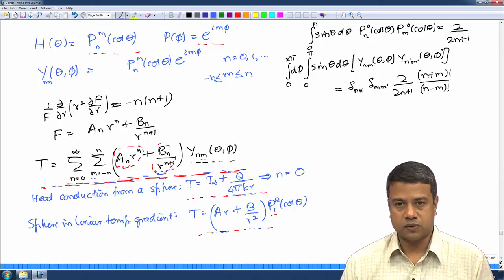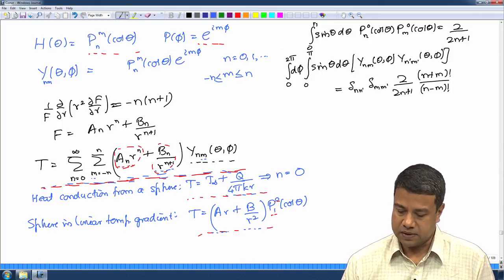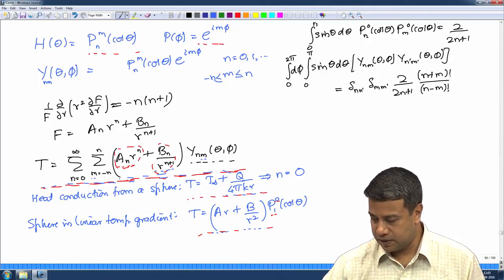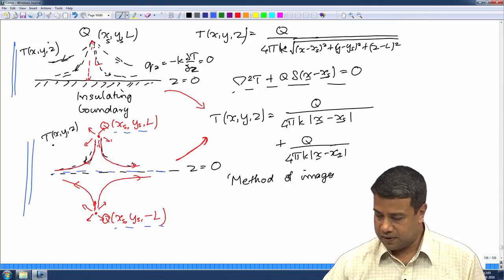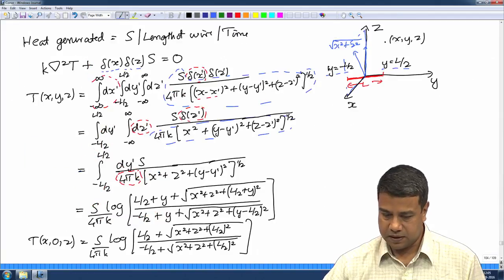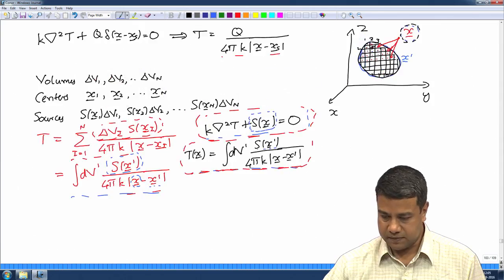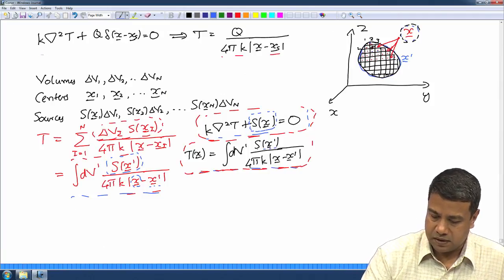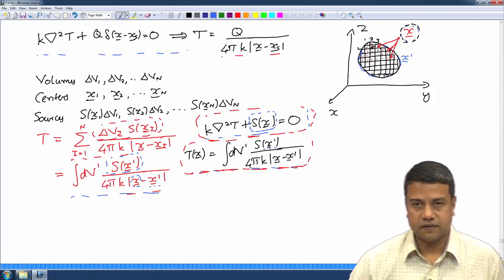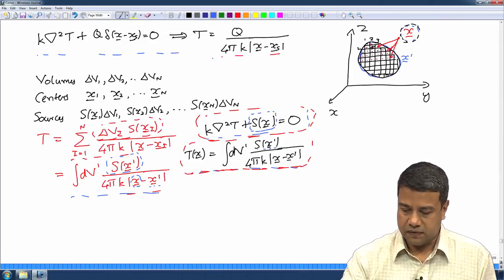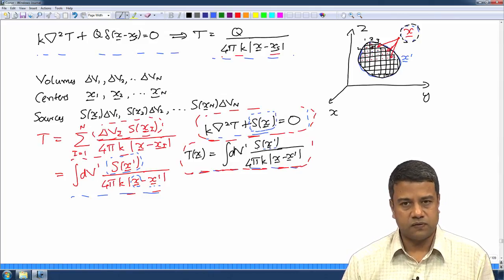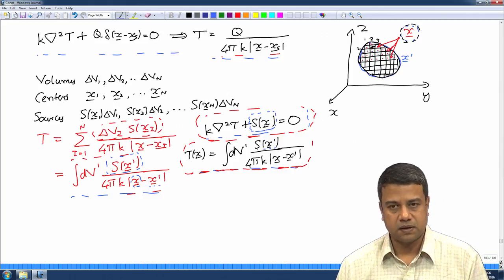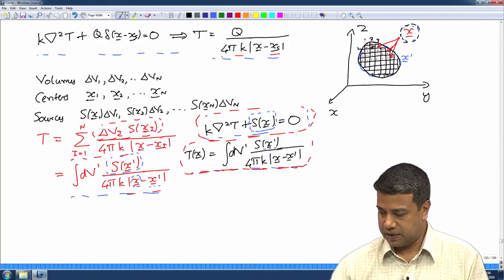One was increasing proportional to r to the power n, the other was decreasing proportional to 1 over r to the power n plus 1. We had also solved the same equation in a different way, and that was to consider the delta function solution, to consider an inhomogeneous term in the form of a delta function. And for that we had got the solution as q by 4 pi k times the distance between the source and the observation point.